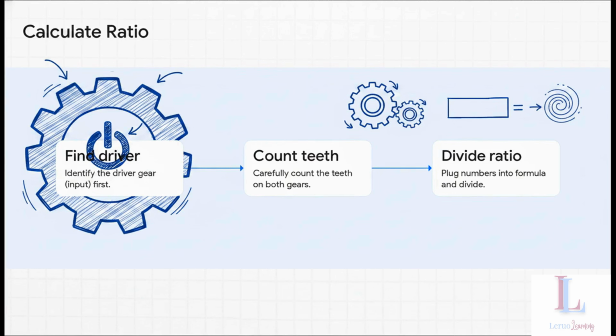When you get hit with one of those multi-level calculation questions, just take a breath. Don't rush it. Tackle it systematically using these 3 steps. Step 1. Identify the driver gear first. Ask yourself, where is the power actually coming from? Step 2. Carefully count the teeth on both. Let's imagine a scenario where the driven gear has 12 teeth and the driver has 24. Step 3. Plug those numbers straight into your formula and divide to find your ratio. Boom, done.